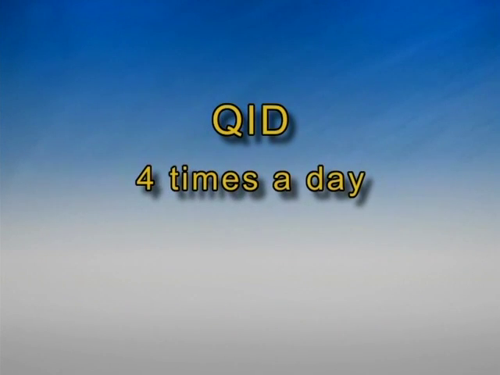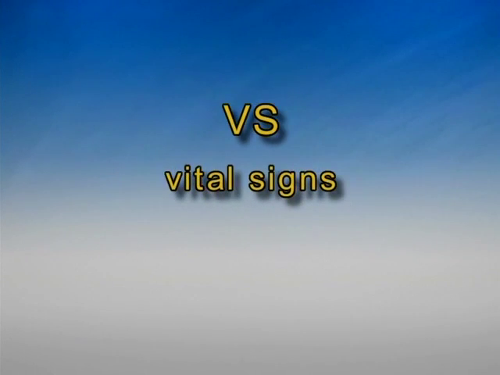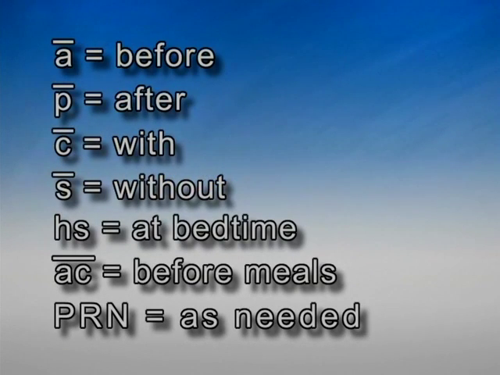QID means 4 times a day. Sub-Q means subcutaneous, and VS is vital signs. Here are a few more. Little a with the line across the top of the letter is before. Little p with the line across its top is after. Little c with a line across the top is with. Little s with a line across the top is without.